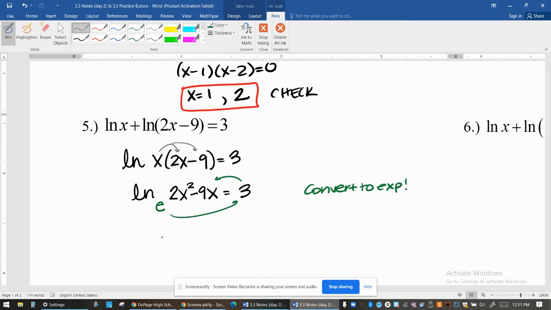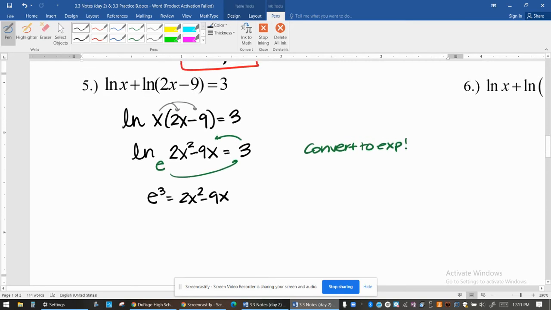So I'm going to have e to the third power equals 2x squared minus 9x. Now this is interesting because we have e to the third power. If you actually type that into your calculator, remember you can push second and then the natural log, ln. E to the third power is about 20.086, okay? Because it has quadratic and linear terms, you want to set it equal to 0. So you want to have all your terms on one side.